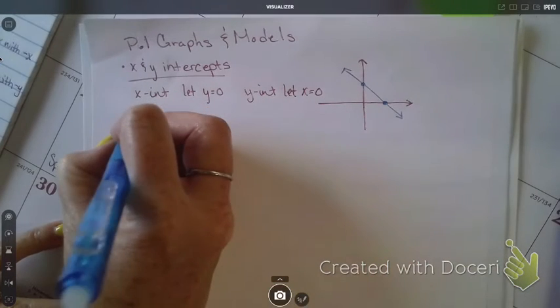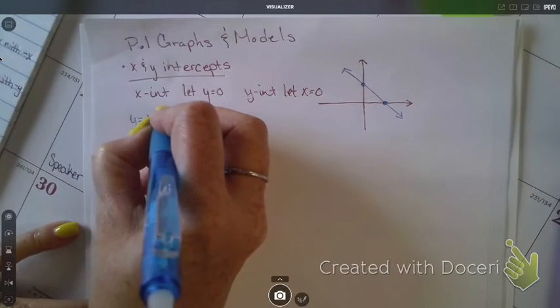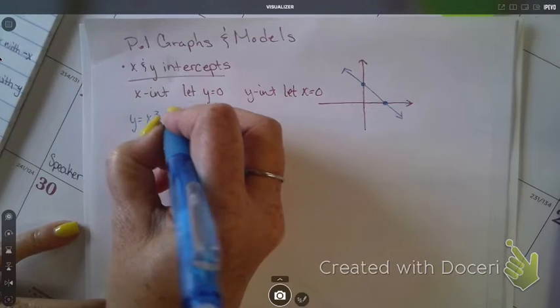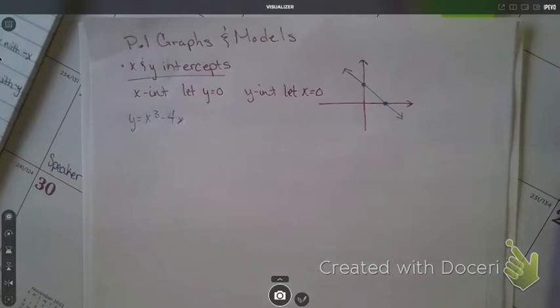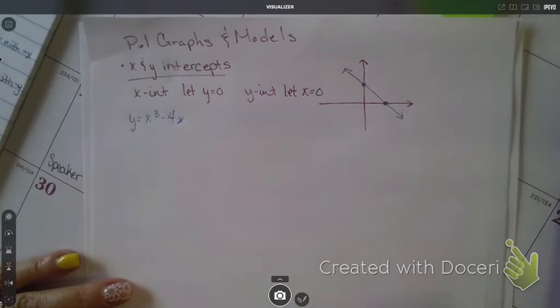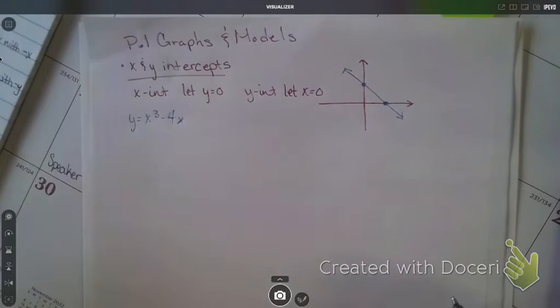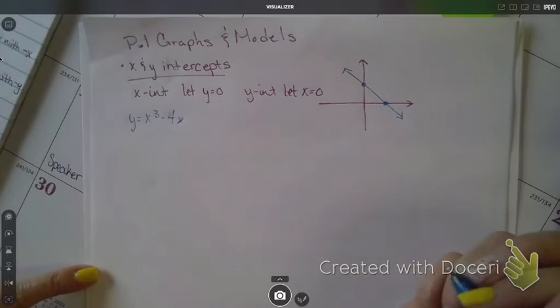So if I have y equals x cubed minus 4x, I need x and y intercept. It's okay. Operating on my pen. My notes on my notes are so much prettier than what I write for you guys.